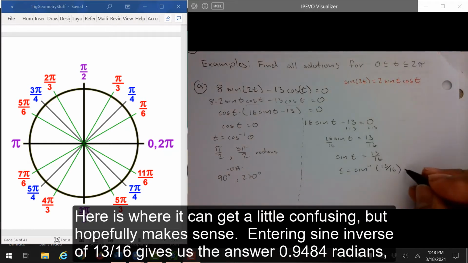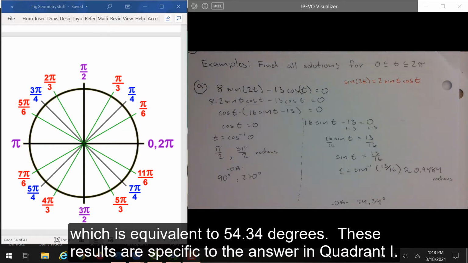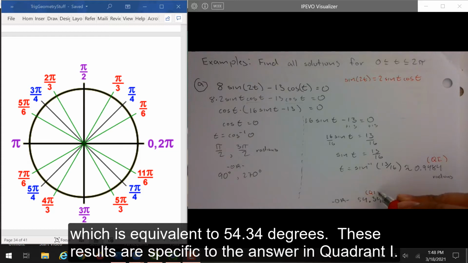Here's where it can get a little confusing, but hopefully makes sense. Entering sine inverse of 13 over 16 gives us the answer 0.9484 radians, which is equivalent to 54.34 degrees. These results are specific to the answer in quadrant 1.